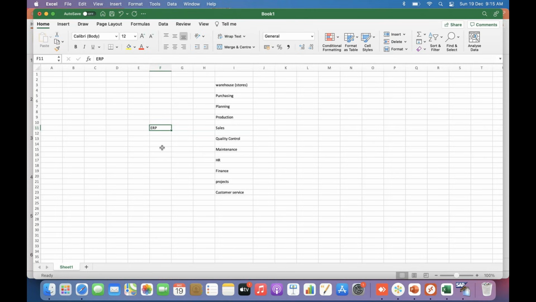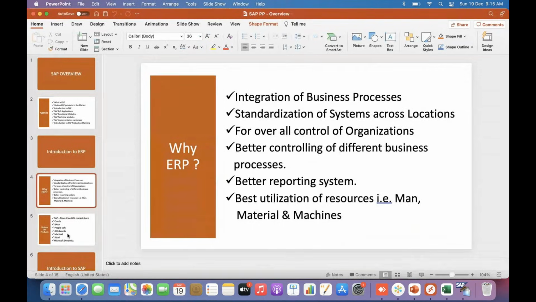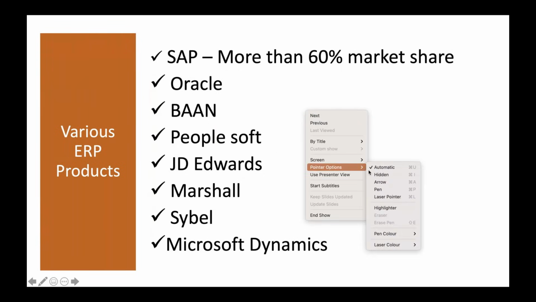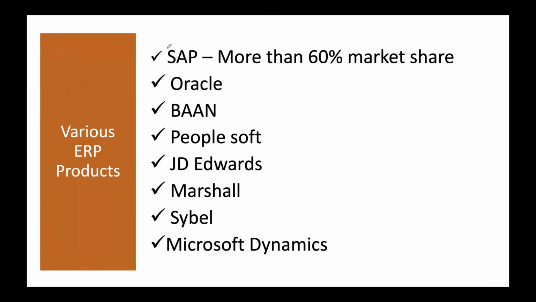Okay, so now we will see what are the various ERP products in the market. Normally these are the ERP products in the market. Basically, we have SAP, and also there are other ERP products in the market. Oracle, you might have heard of Oracle. We have BaaN, PeopleSoft, JD Edwards, Marshall, Siebel and Microsoft Dynamics. I believe you might have heard of some ERP products, at least Oracle.